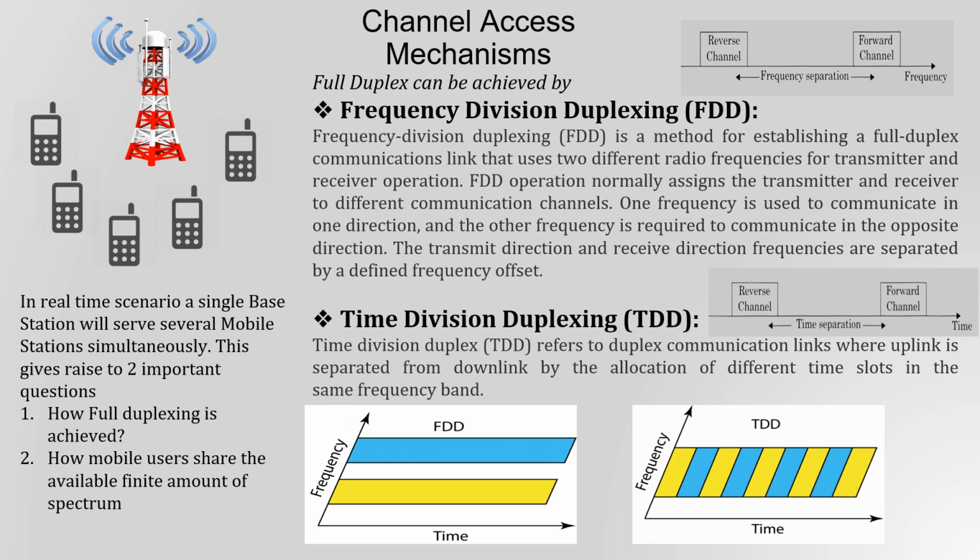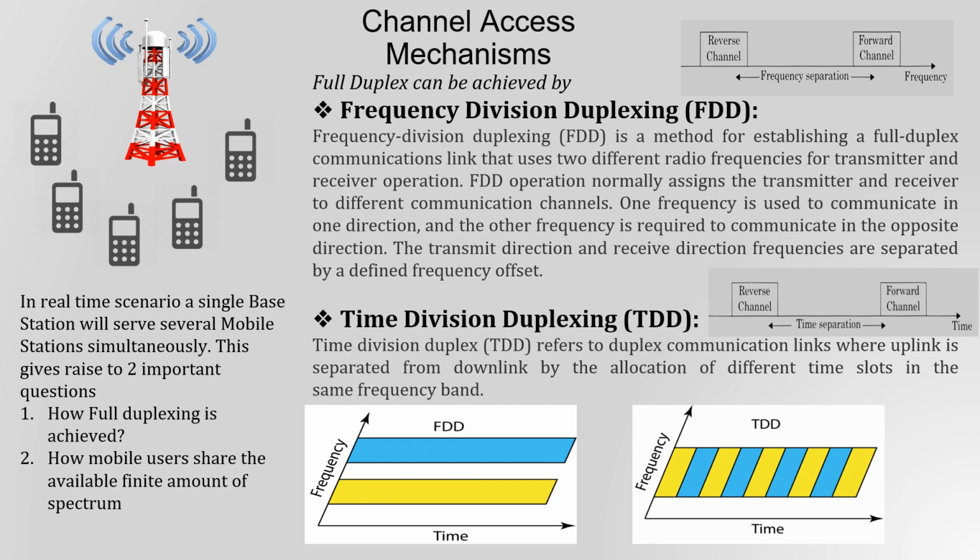Next comes the channel access mechanisms. How do I actually access this particular channel? In real-time scenarios, we know that a particular base station should be able to serve many mobile stations located in that geographical area. There are two primary questions which we have to answer, and our further discussion will primarily focus on answering these two questions. In a real-time scenario, a single base station will have to serve several mobile stations simultaneously.